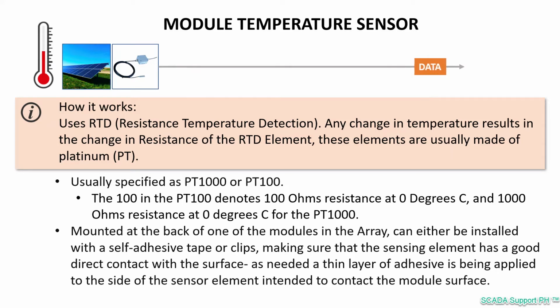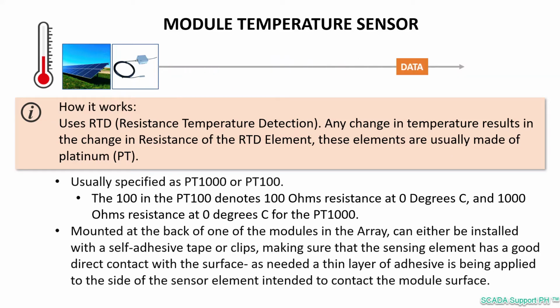These are usually specified as PT1000 or PT100. The 100 in the PT100 series denotes 100 ohms resistance at 0 degrees Celsius, and 1000 ohms resistance at 0 degrees Celsius for those in the PT1000 series.